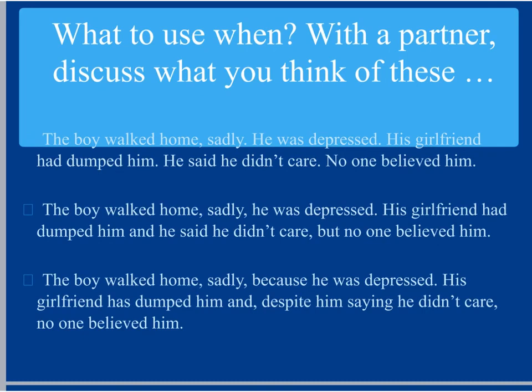Now this says with a partner, but I want you to think about these yourself. What can you use and when? Are these correct? Could you change these sentences, or are you going to leave them the way they are? So the boy walked home sadly. He was depressed. His girlfriend had dumped him. He said he didn't care. No one believed him. Is that accurate? Fill out the answer in your worksheet.